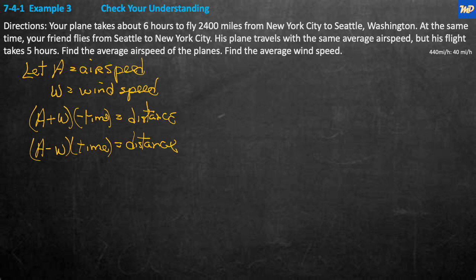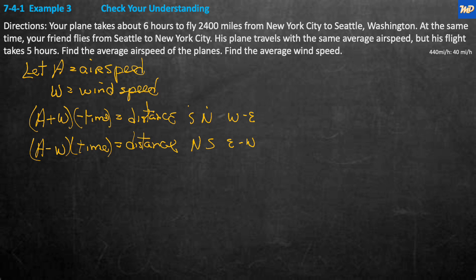Now the A minus W here is you're flying your plane and your plane is slowing down because the wind is pushing at you. That's flying from New York to Seattle. The other one, A plus W, is when you're going from Seattle to New York, because now you're going west to east. This is west to east, and this one is east to west. Okay, that's what's going on here. When you're going east to west, the wind is hurting you. It's subtracting from your speed.